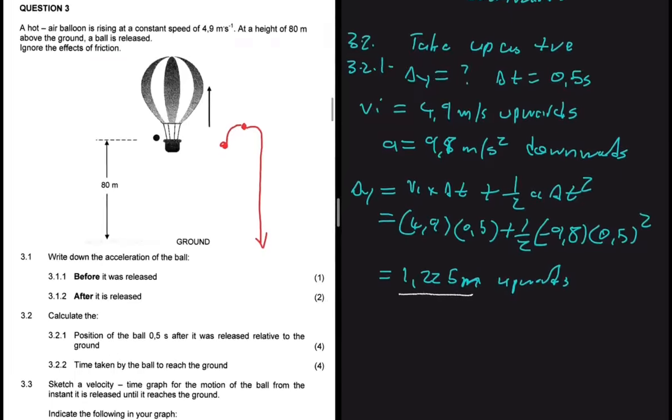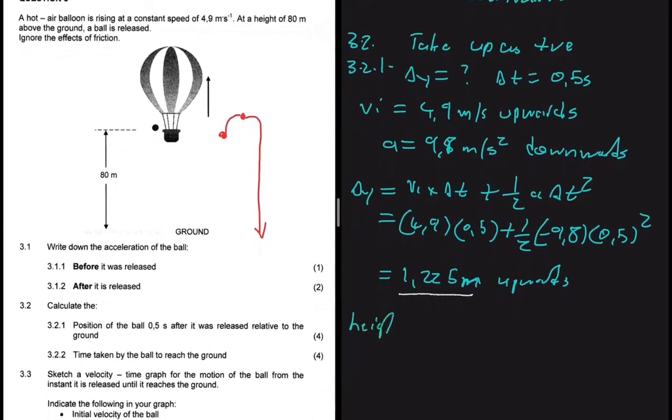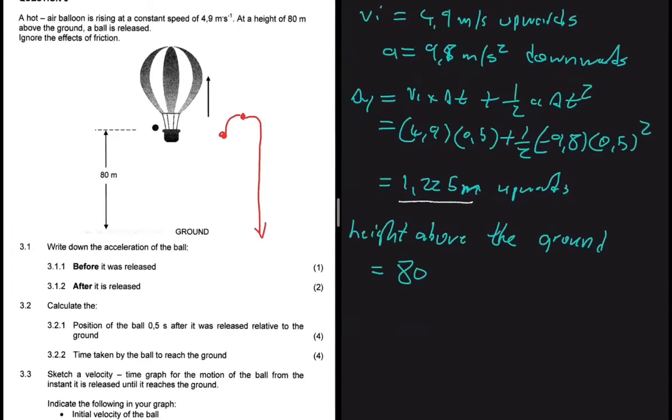So now we can say that the height above the ground will be equal to the 80 meters, the position at which the ball is being dropped, plus 1.225, the distance it has traveled from the time it was dropped. So this is going to give us 81.23 meters. So after 0.5 seconds, the ball is 81.23 meters above the ground.